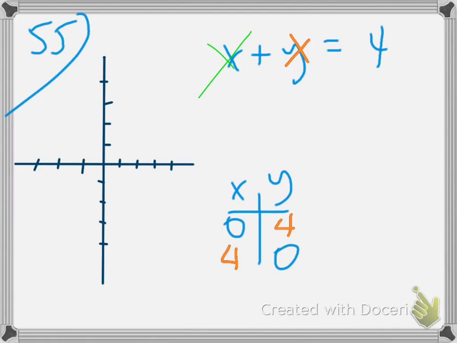So what does that look like on a graph? Let's find 0, 4. There's your y-intercept. And 4, 0. There's your x-intercept. That looks pretty good to me. Let's graph it. Let's draw the line through it.